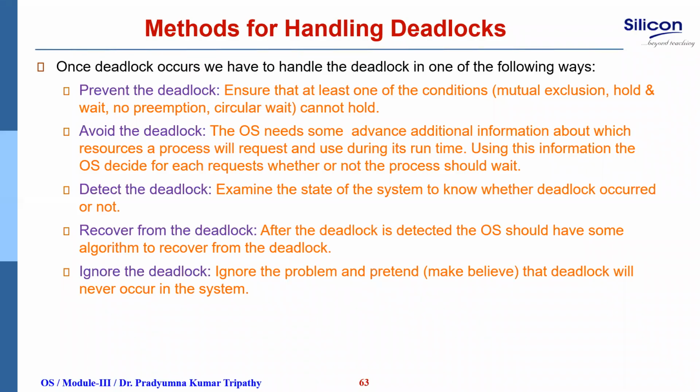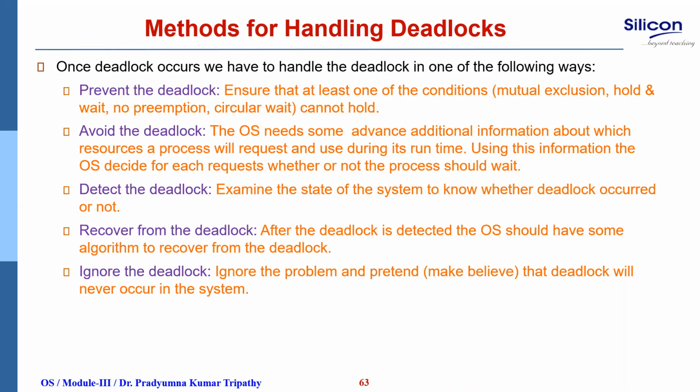To avoid the deadlock, the operating system needs some advance additional information about which resources a process will request and use during its runtime. So during the runtime, how many resources the process needs and for how much time. That information we should have. Using this information, the operating system decides for each request whether or not the process should wait.